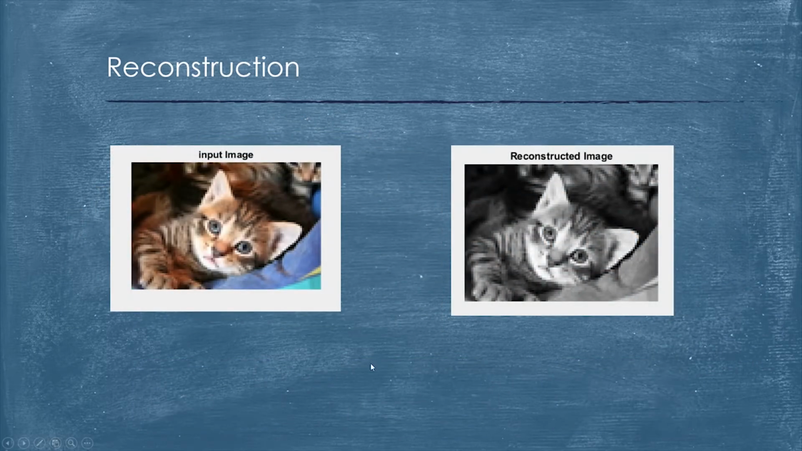Now here we can see a sample input image and the reconstructed image. You can observe that it's a black and white version of the input image. Why didn't we get a colored version of the image? Because we have only transferred the grayscale values, not the RGB values, and it is not possible to recover the RGB values from the grayscale value.